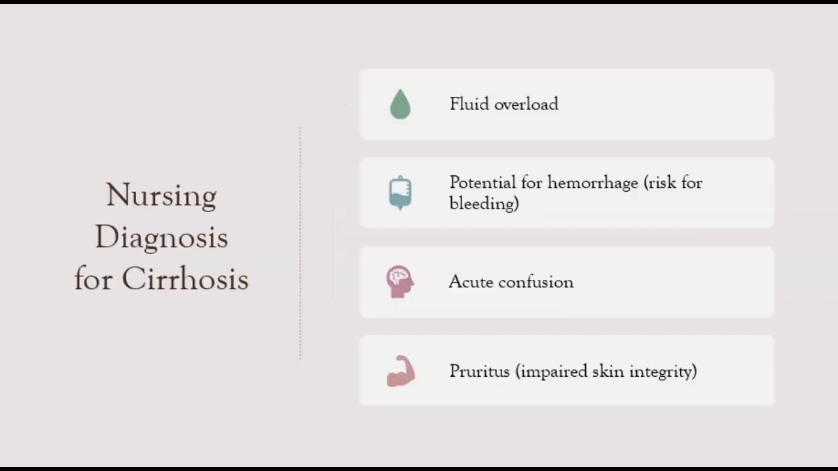Nursing diagnoses for cirrhosis. They have a potential to have any of these. Fluid overload due to third spacing of the abdominal and peripheral fluid, or ascites. Potential for hemorrhage due to portal hypertension and subsequent GI varices. Acute confusion and other cognitive changes due to increased serum ammonia levels and or alcohol withdrawal. And pruritus, or impaired skin integrity, due to increased serum bilirubin and jaundice.